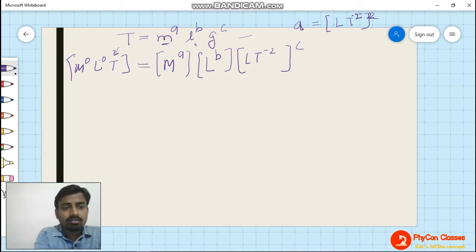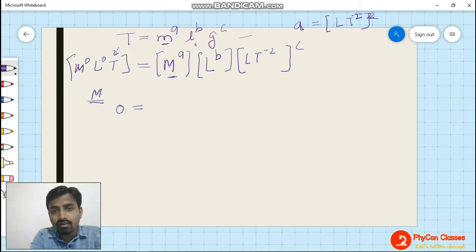Clear? Now see, we are going to equate the power of m on the left hand side and right hand side. Now tell me, on the left hand side, what is the power of m? Power of m is 0 on the left hand side. And what is the power of m on the right hand side? On the right hand side we have only one m, then this is L, L and T. So m to the power of a, that means a. So the value of a is going to be 0.